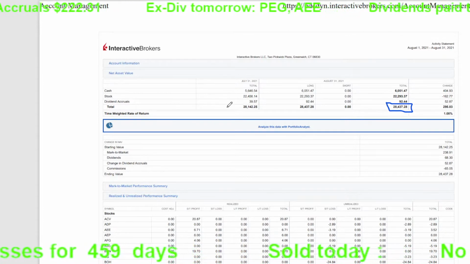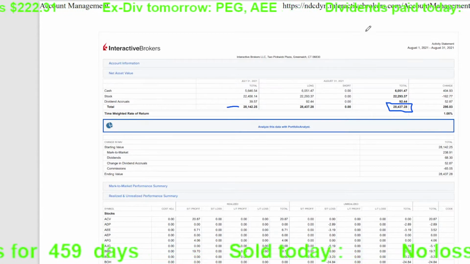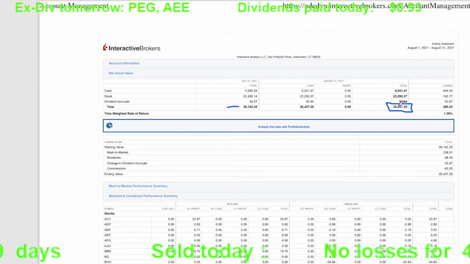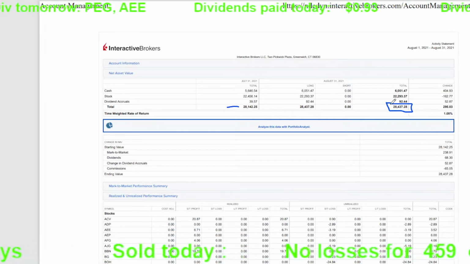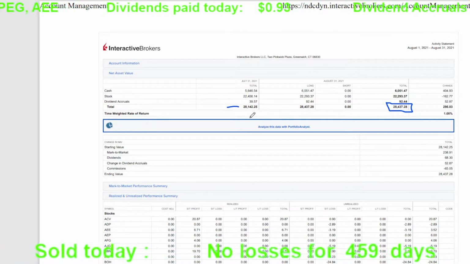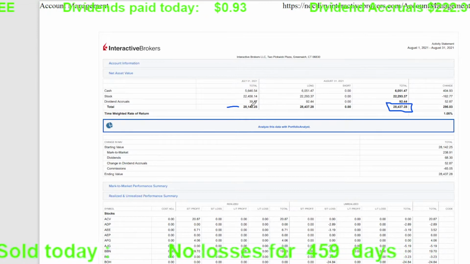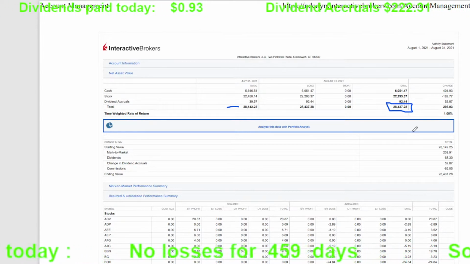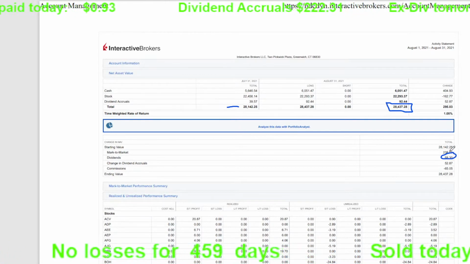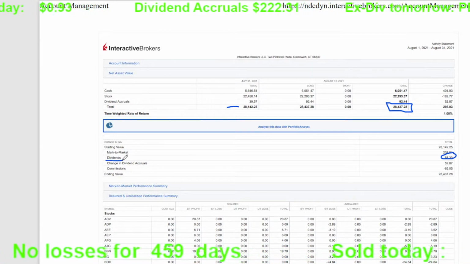So this is the amount that you were starting off with at the beginning of August through August 31st. That's the ending amount, right? 28,437.28. So here's our starting value. So the numbers that we want to look at are your dividends, right? 68.30. It's this one right here.